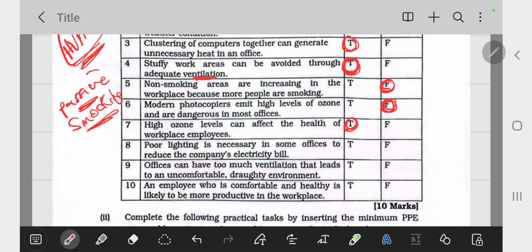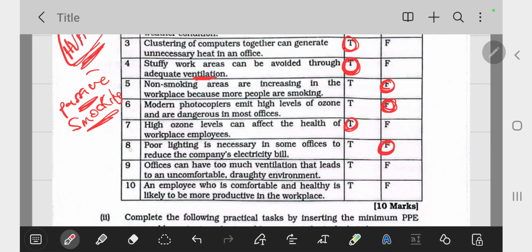Number 8, poor lighting is necessary in some offices to reduce the company's electricity bill. This statement doesn't make sense, because why would you let employees suffer because the company wants to save on the electricity bill? False.